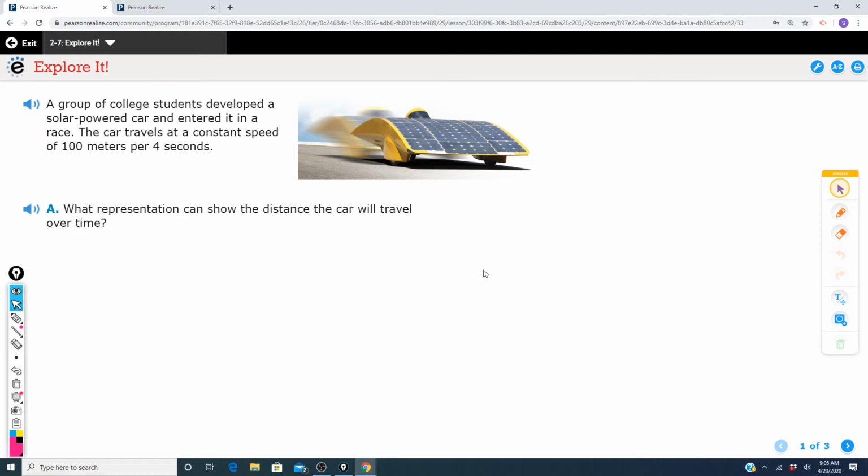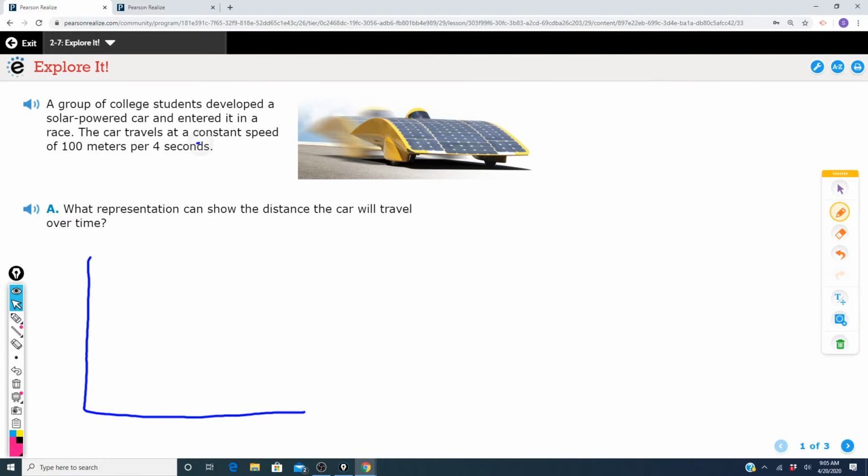It asks, what representation can show the distance the car will travel over time? How can we show the distance the car will travel over time? One way we can do that is by creating a graph. We can create that graph. Okay.